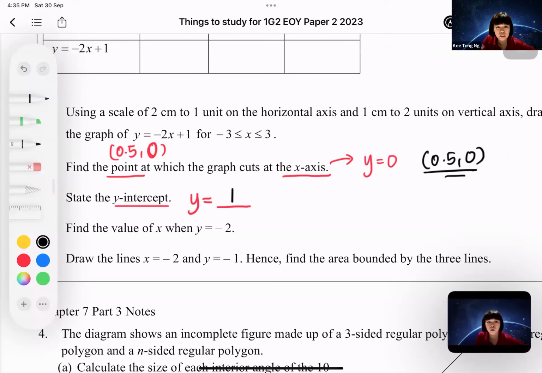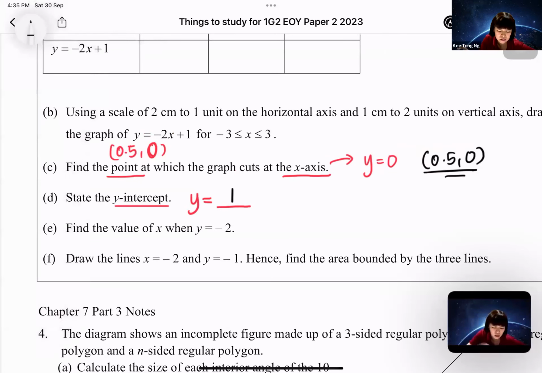Okay, so you notice the difference between part C and part D. One, they say coordinates, the point. The other one, they just say the intercept, right? So if they want x-intercept, the answer will be 0.5. But if they want points of the x-intercept, that will be 0.5, 0. If they want the y-intercept, the answer will be 1. If they want the points or the coordinate, then that will be 0, 1.